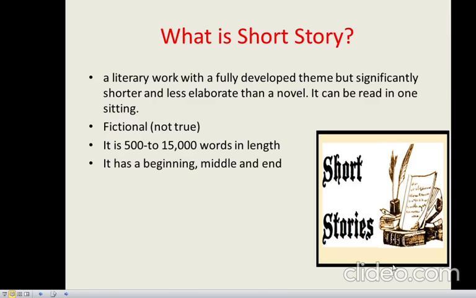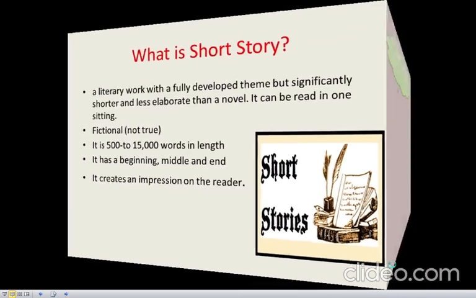Okay, and a short story, as any literary work, has a beginning, middle, and end. A short story is also supposed to create an impression on the reader. That is to say, it gives some sort of lesson, some sort of ideas to the reader.